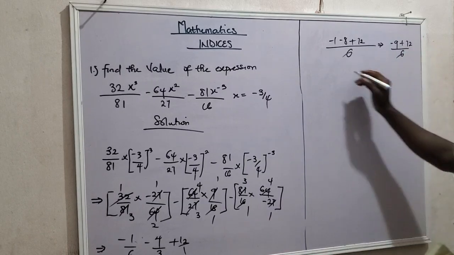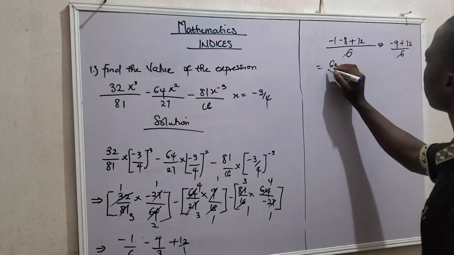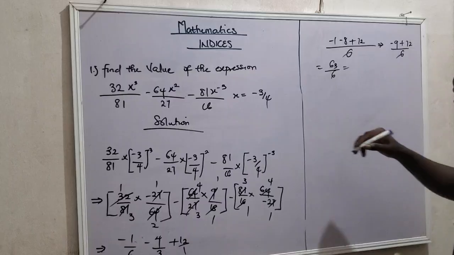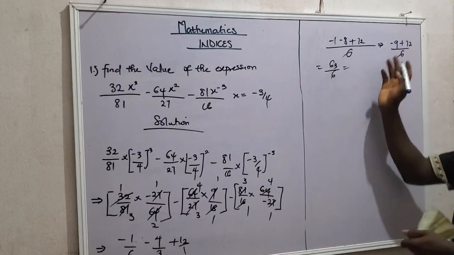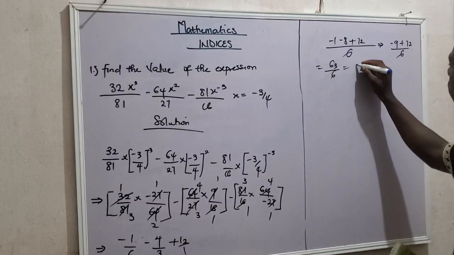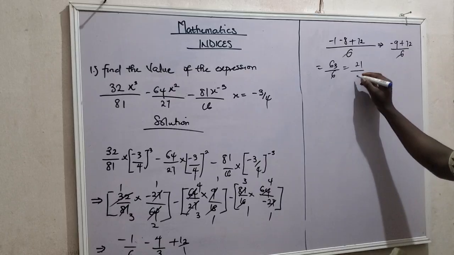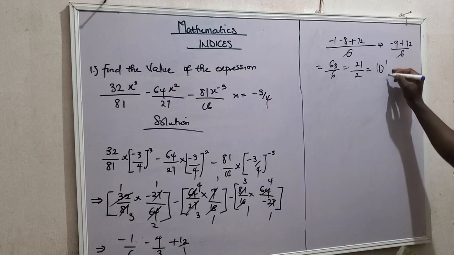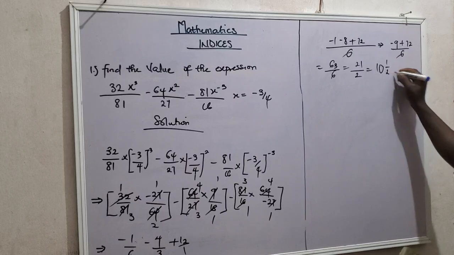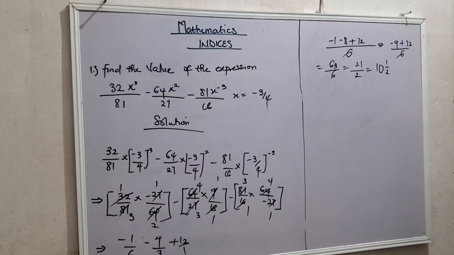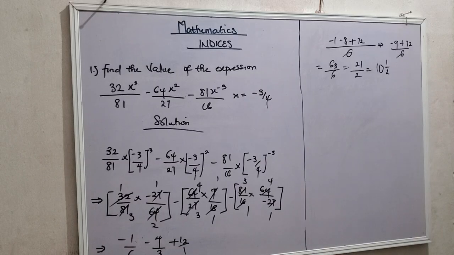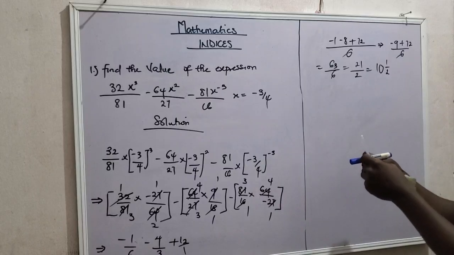So this gives us 63 all over 6. 3 can go into the top and 3 into the bottom: 3 into the top gives us 21 and 3 into the bottom gives us 2. This can also be written as a mixed fraction, 10 1 over 2. So either way, you are still correct. So our answer here is A.